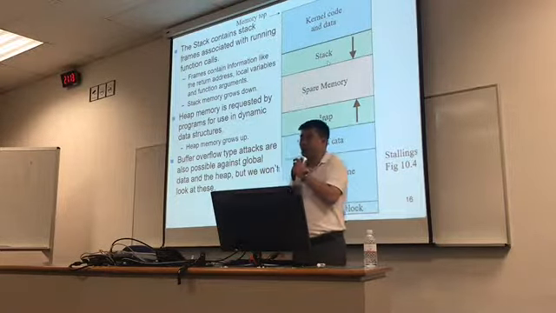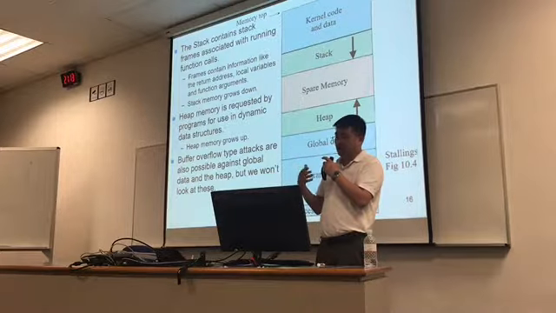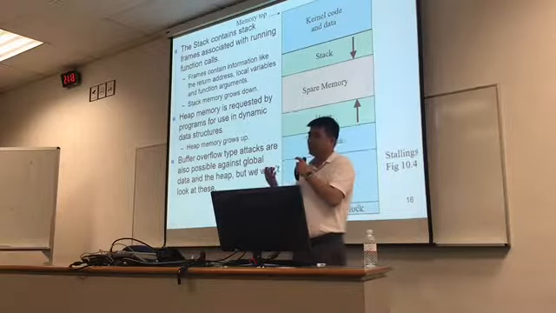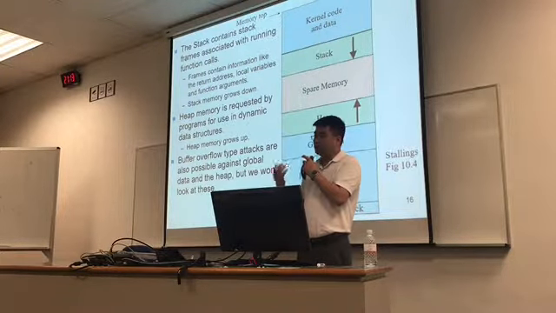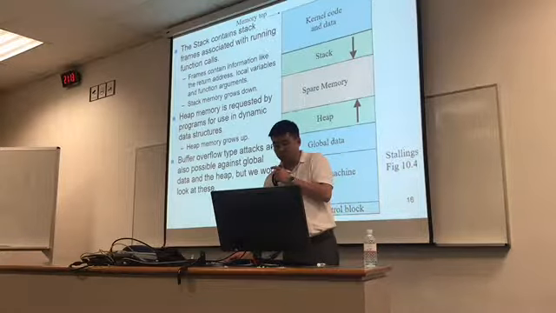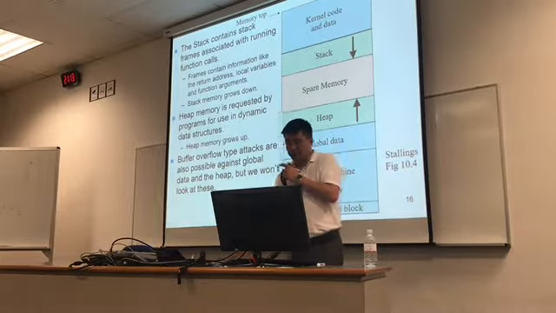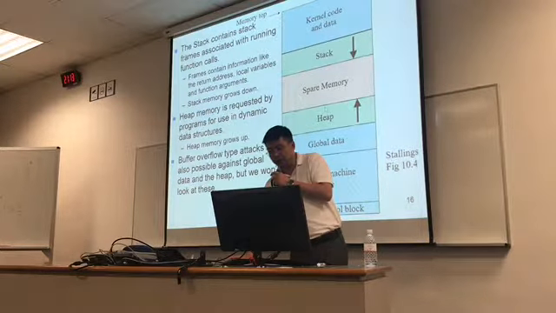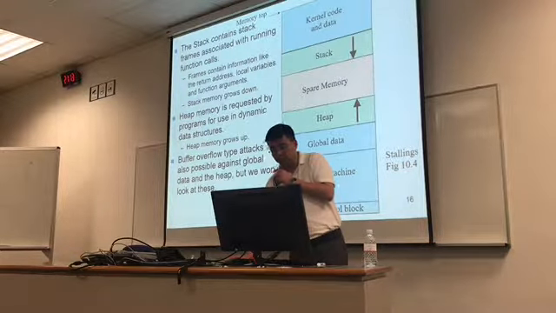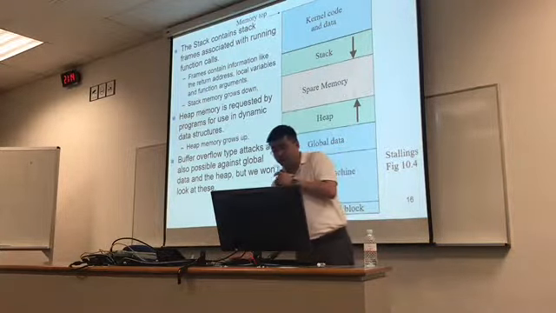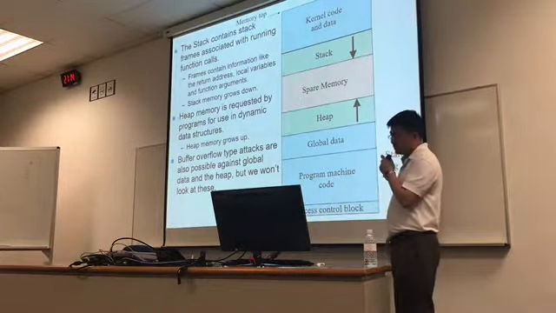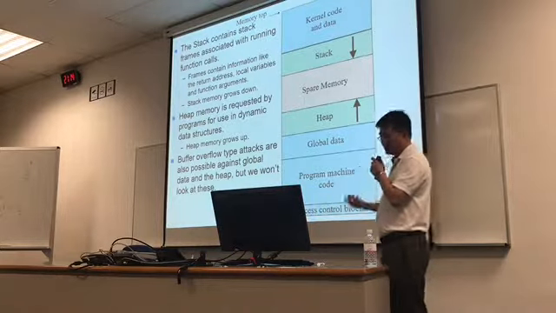The stack basically stores the local variables and the static variables, and the heap stores the dynamic variables. For example, if you create a dynamic array, the dynamic array will be put in the heap, and a static array will be put in the stack. The stack will grow from top to bottom, and the heap will grow from bottom to top. And the spare memory will be in the middle, right? So this is the structure of memory when we run some program, okay?